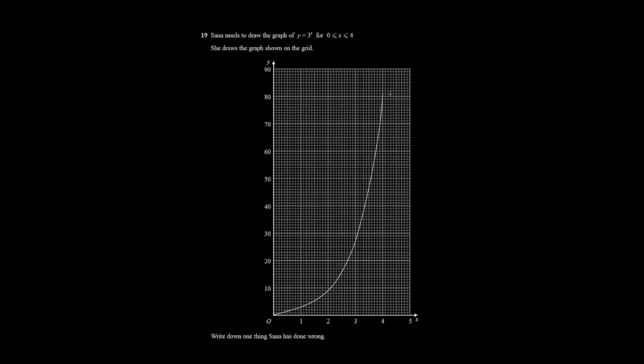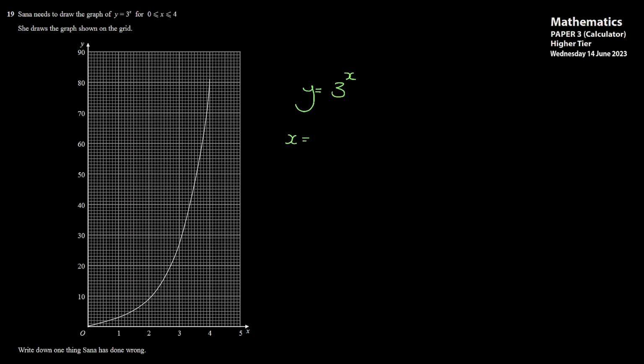Question 19, we've got to find a mistake of the plot of y is equal to 3 to the x, which this line is supposed to represent. So let's see if we can find that mistake. If x is equal to 4, 3 to the power 4, y is equal to 81. So this is correct. X is equal to 3, y is equal to 27. And yes, that is correct.